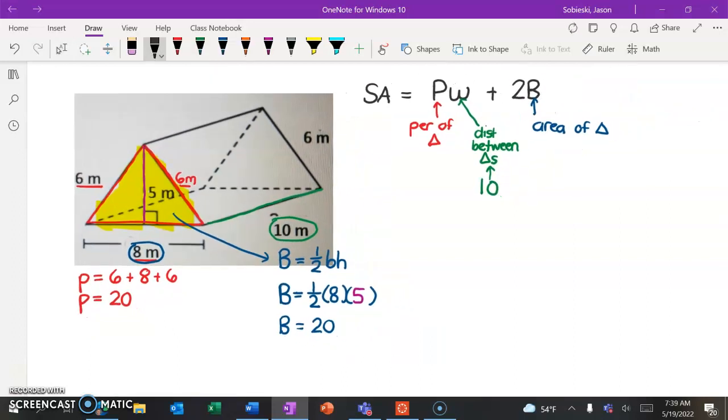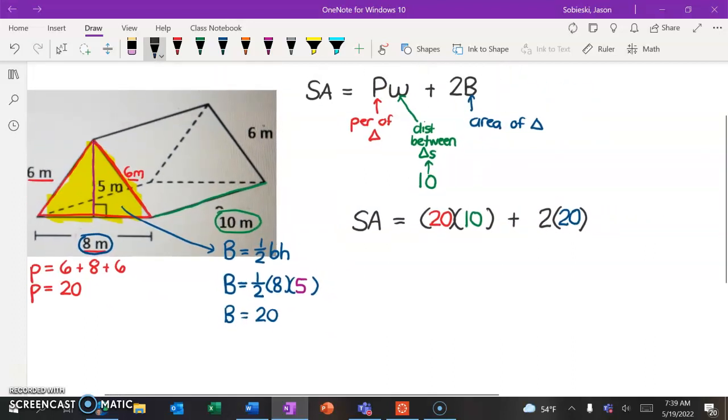Okay, so we found P, we found W, and we found B. So we are going to go back to our formula and substitute those values in. I'm just going to replace everything with blank parentheses. The 2 obviously will not change. The first set of parentheses will be P, the perimeter of the triangle, which was 20. The second set of parentheses is W, or the distance from front to back, which was 10. And then the last set of parentheses is B, or the area of the base, the area of the triangle, which was 20 as well.